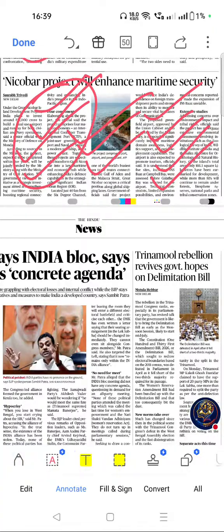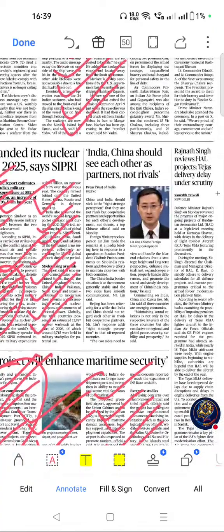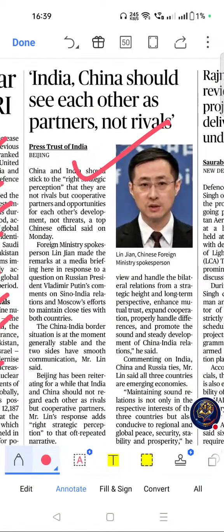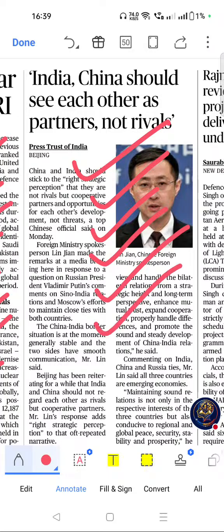Move on to the next important article, which was this one. India and China should see each other as partners, not rivals. If you see the importance of this article, India-China relations are a permanent UPSC topic. Border disputes frequently appear in mains, and it is relevant for Asian geopolitics. The key themes related to this topic are border management, strategic competition, Asian geopolitics, and bilateral relations. Move on to the next important topic.